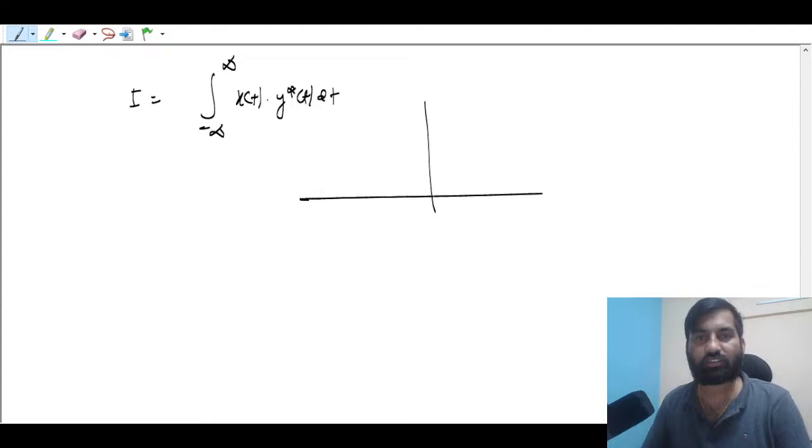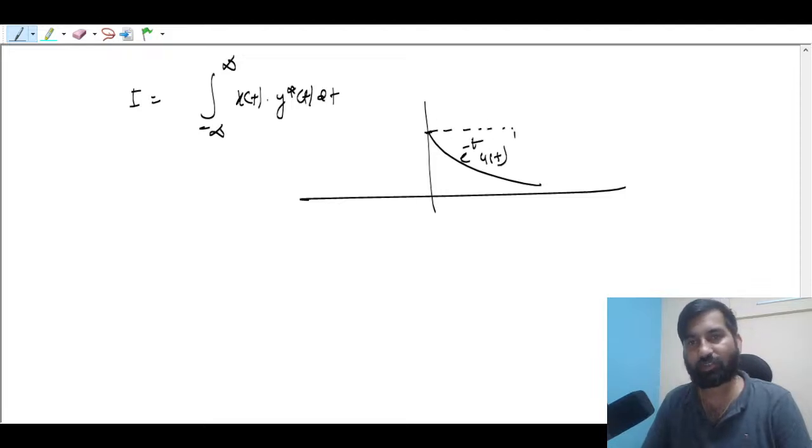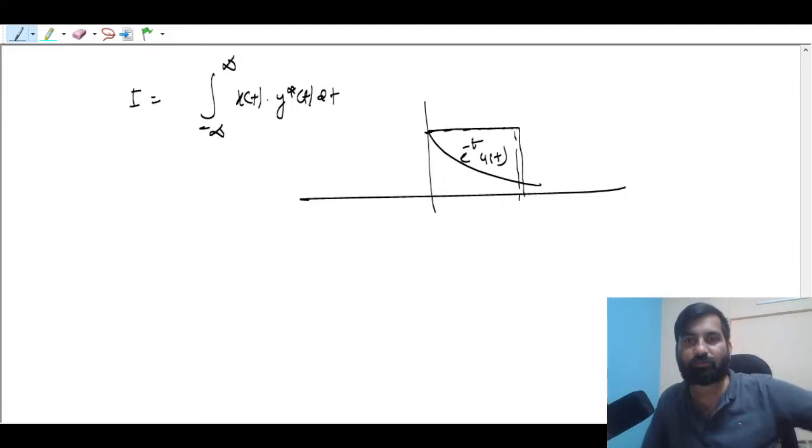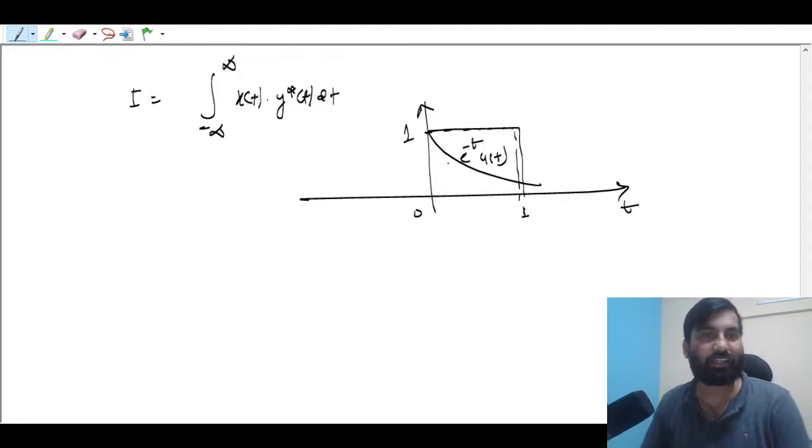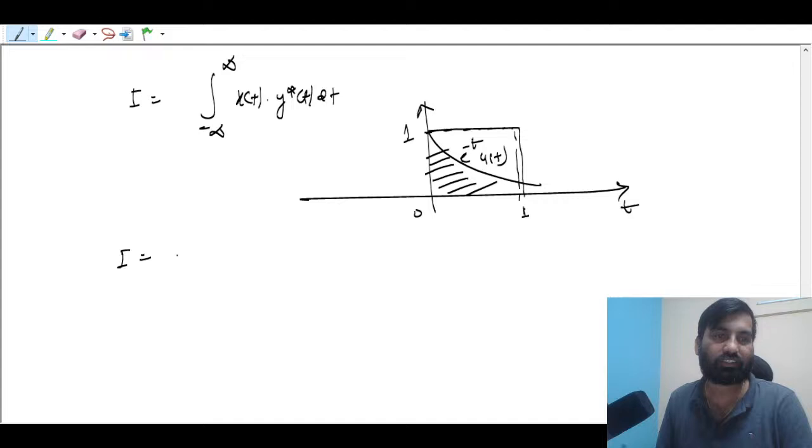So we can draw this. The exponential is nothing but e raised to power minus t u(t), and there is one more signal, which is 1 from 0 to 1. We have to multiply them. So you have to just multiply and find out the area. The common part is what we integrate, from 0 to 1, e raised to power minus t dt, simple, right?